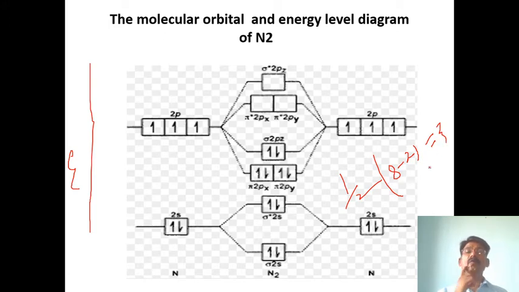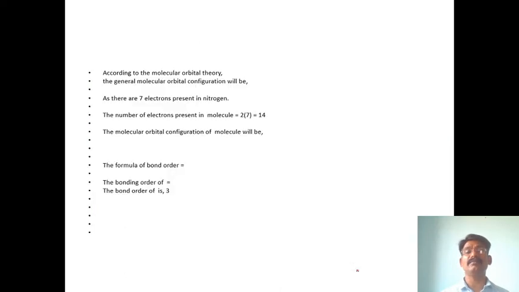And what is the magnetic property? Magnetic property means here all the electrons present in the molecular levels are paired. See here, all are paired; this one is paired, this one is a pair. In the molecular levels all electrons are paired. That is the reason it shows the diamagnetic property. Diamagnetic property. Okay.